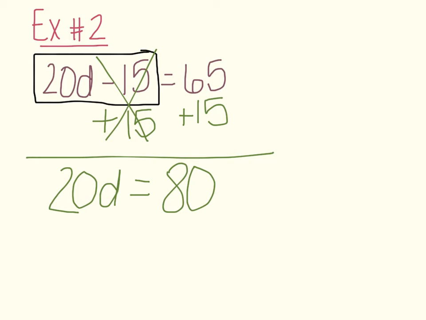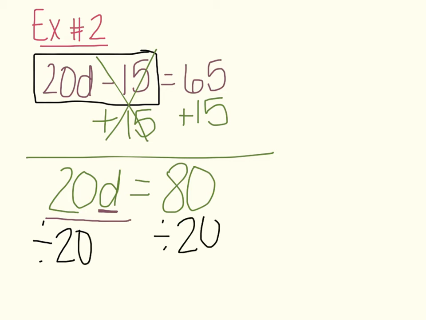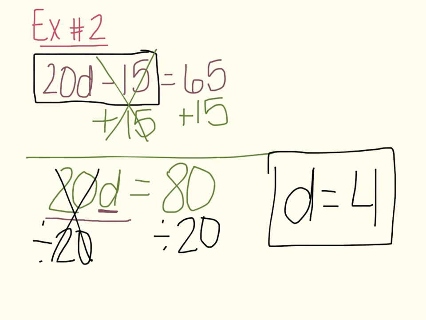Now I have my last step because I still have to get d by itself. And when you have a number and a letter together like this, it means multiplication. We've talked about that. So the opposite of multiplication is going to be division. So we're going to be dividing by 20 on both sides. This side crosses itself out and we're just left with the d. And 80 divided by 20 is 4. So d equals 4 is our answer.